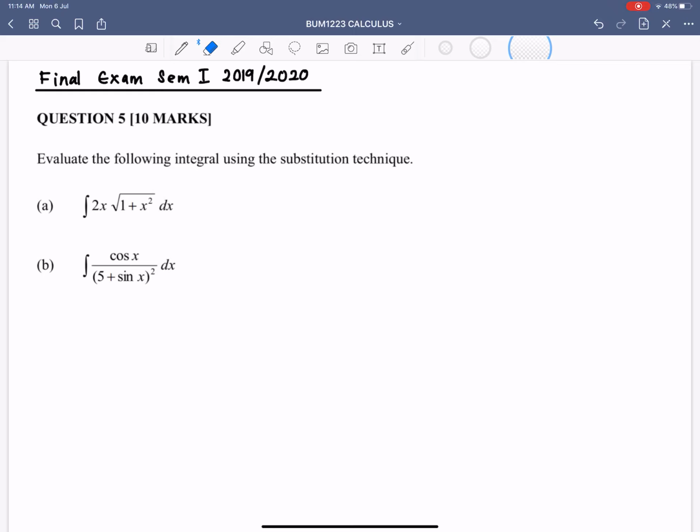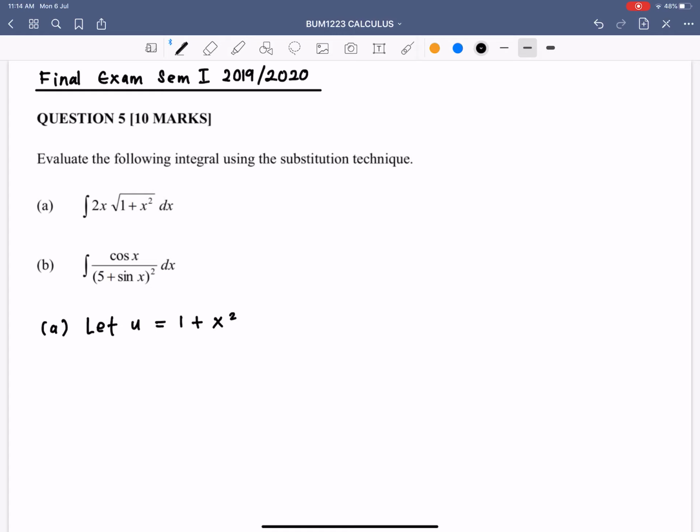Evaluate the following integral using the substitution technique. Okay, for question A, we have the integral of 2x times the square root of 1 plus x squared dx. Okay, we want to let u equal 1 plus x squared.